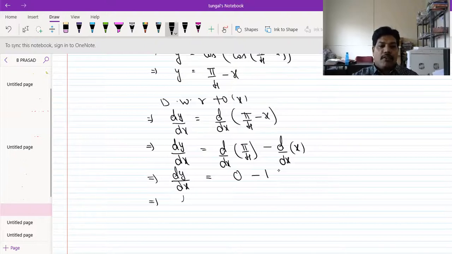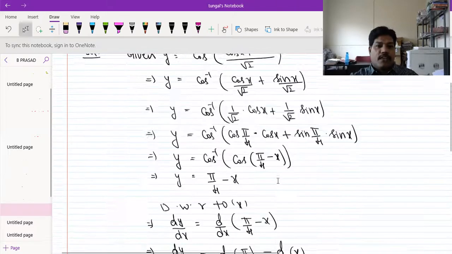So what is the dy by dx value, students? dy by dx is equal to -1. Okay, so see that question, students, what they are giving.